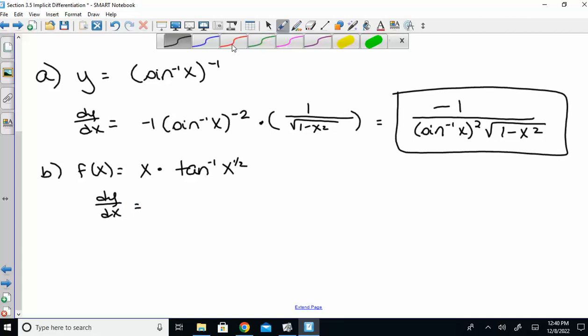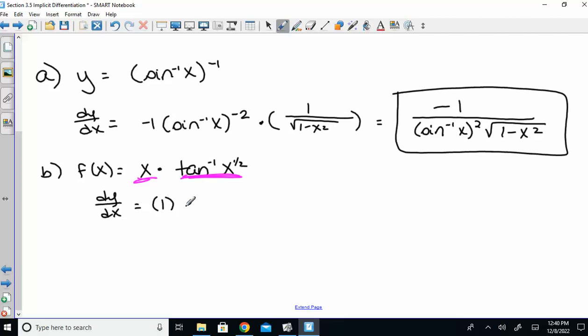Product rule. There's things multiplied. I have more than one x. I have this times this. So we have to do product rule. So derivative of the first, derivative of x is 1 times the second, plus the first, so x, times derivative of the second.